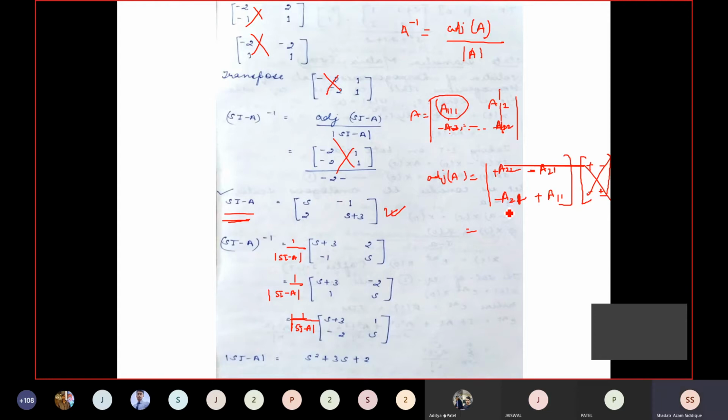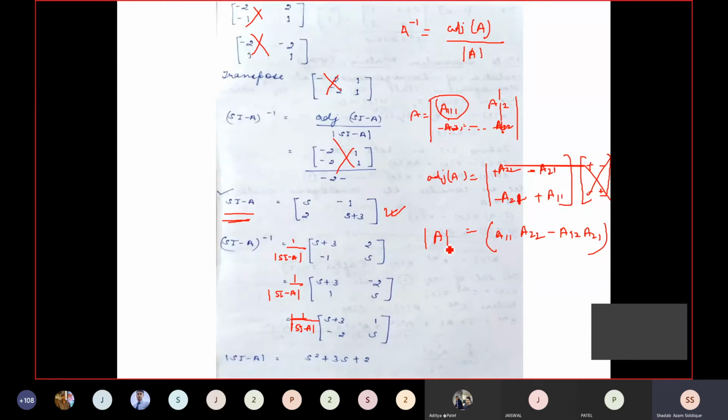Now determinant of A means what will happen? We should multiply A11 into A22. So this will be written as A11 A22 minus A12 into A21. So this is the determinant. So try to check this. What was that? This is s minus 1 and s plus 3.